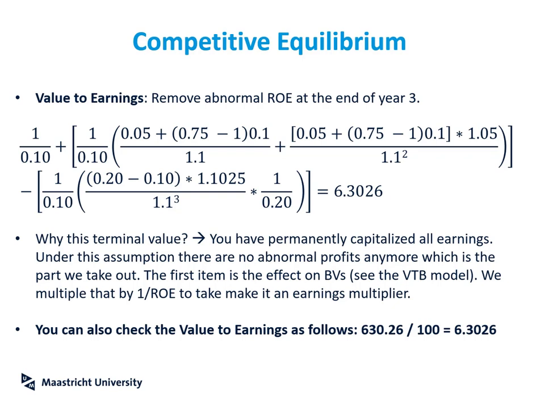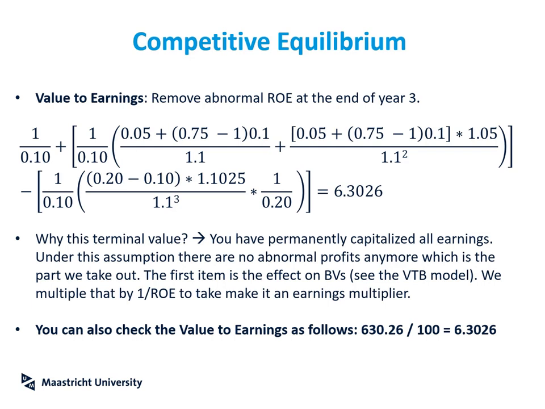Now the value to earnings model looks a bit more messy, where in terms of terminal value, what we have to do is remove the abnormal return on equity that we had at the end of year 3. But let's start with the beginning. So the starting point for the value to earnings is 1 over our cost of equity. And that's what we also see here coming back as starting point. So in this case, we would say if there is no growth in abnormal profits anymore, the value to earnings ratio will be equal to 10, 1 over 0.1.